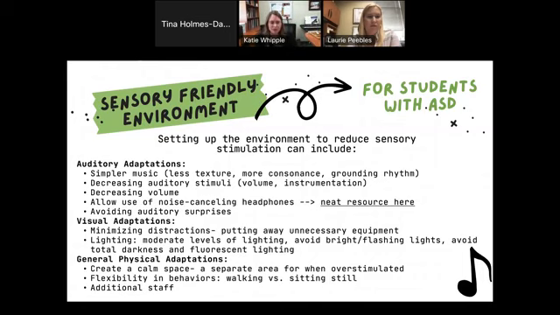When we're talking about physical adaptations, it's about creating a calm space, a separate area they can go to when they're overstimulated. So letting them know in advance, if the sound becomes too much for you, go take a time out, go sit over here, here's your iPod, listen to some music, and then come back whenever you can join us. Okay, we can go to the next one.